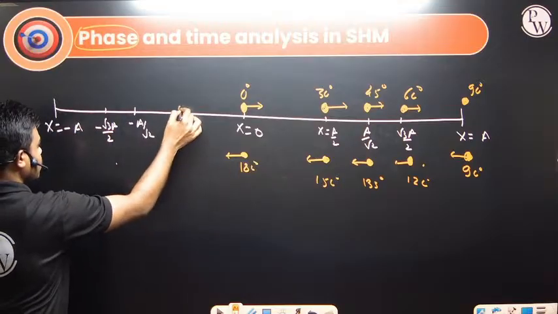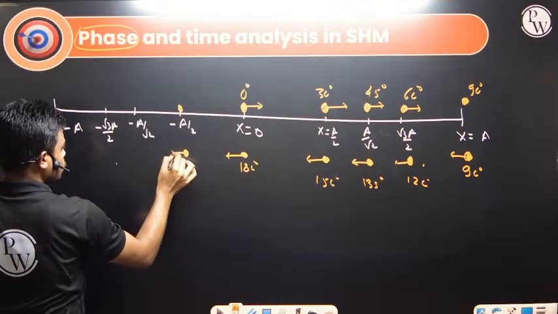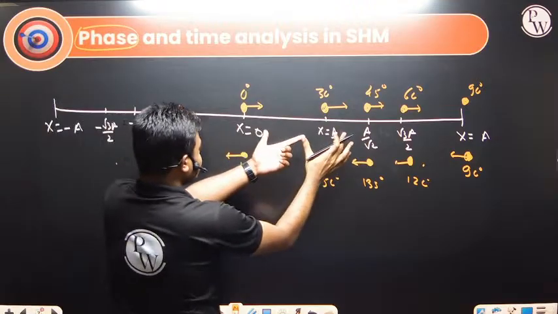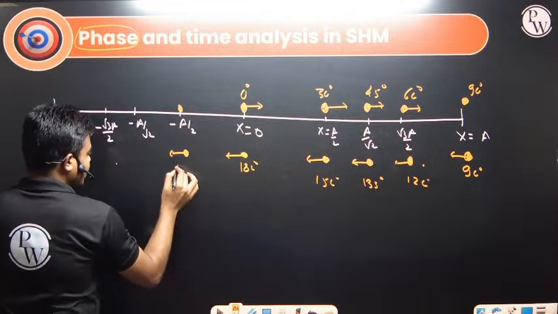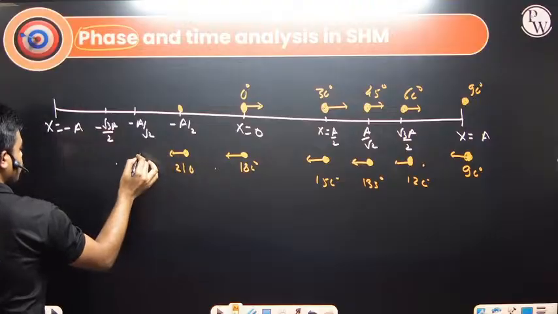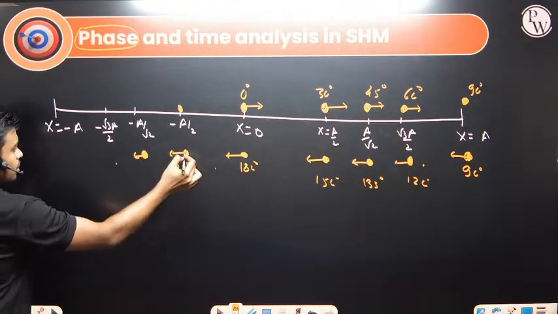So here, if you talk about this, the particle is over here. In this case, again the difference is 30, here also the difference would be 30, so 180 plus 30 will be 210 on this side. When the particle reaches this particular point, the phase should be given as 210.